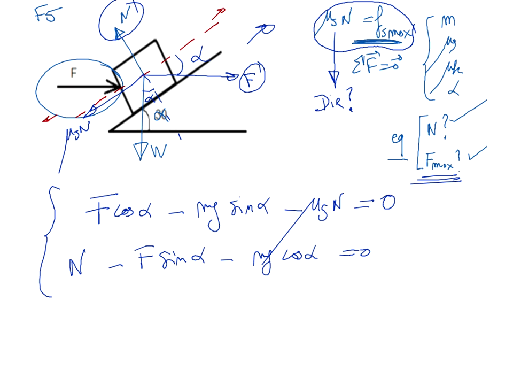And this F is F max. Two equations, two unknowns. Okay? Equations 1 and 2, easy. Again, please redo this problem and look for F min.